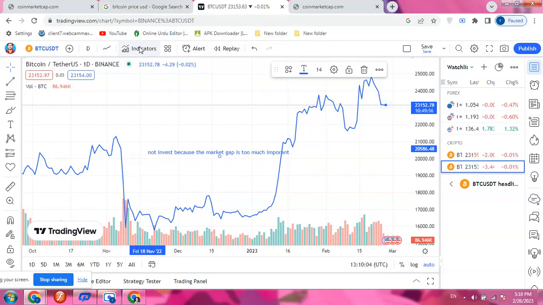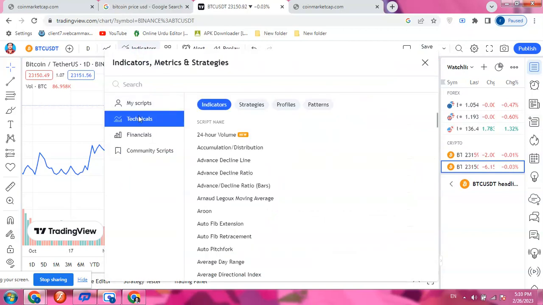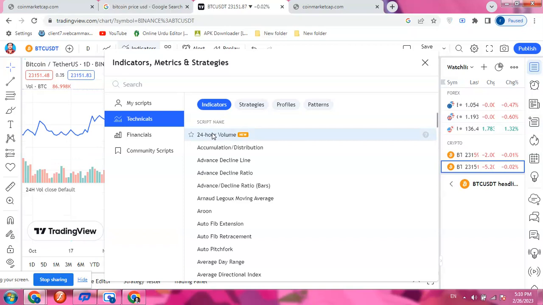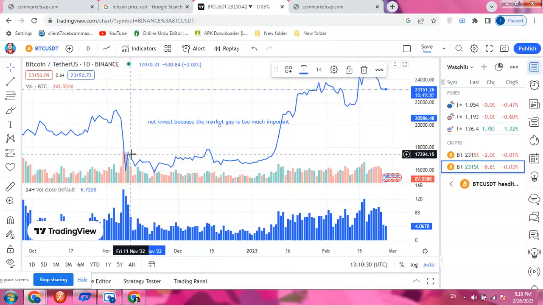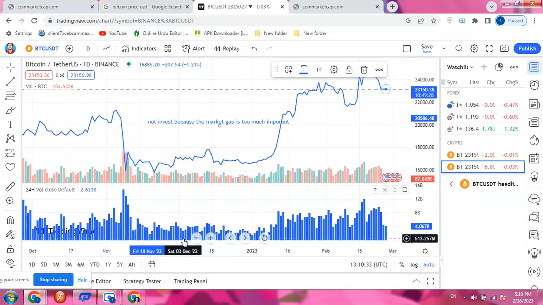indicator. We can check the indicators, technical points, and financial indicators, advanced tech lines. I will teach you indicator points in technical indicators. 24-hour volume, check in 24-hour volume, apply this indicator, and the 24-hour volume indicator will show the percentage of this trading view.